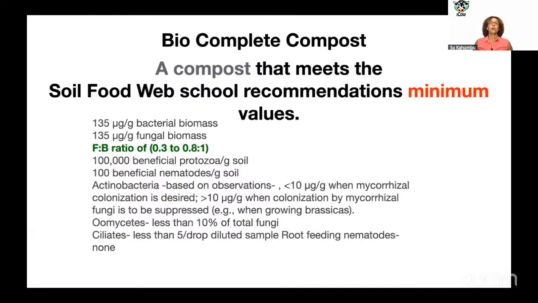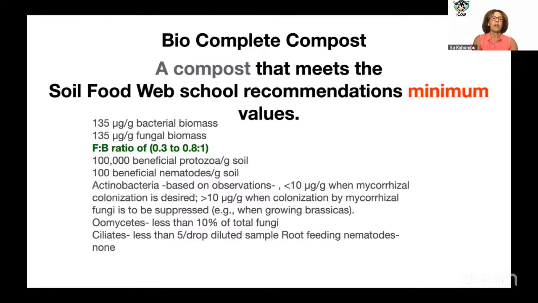So what is biocomplete compost? According to the definition by Elaine Ingham's Soil Food Web School, there are certain recommendations around the biomass of certain organisms. We've spoken how we've got the bacteria and the fungi. We look at a ratio of about 0.3 to 0.8 to 1. Will give you biocomplete, but you want to get it much higher if you're growing, for example, trees.